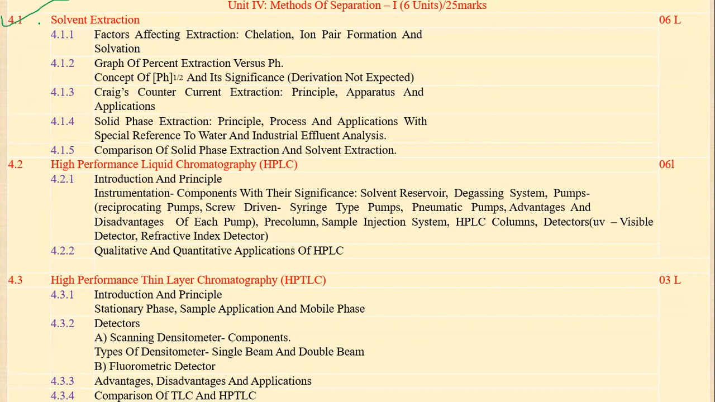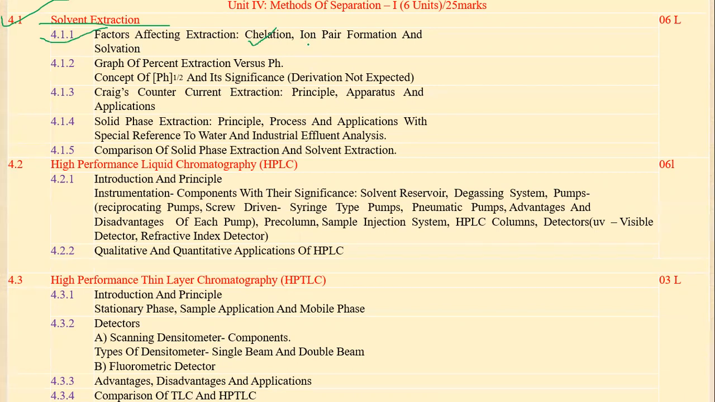First we are going to see what is solvent extraction. With the help of an organic solvent, we are trying to extract an organic substance from the aqueous layer, and aqueous means water. Aqua means water. So we are always going to try to extract an organic substance from the water into the organic solvent. Different factors affect the extraction. First is chelation. We'll see one by one in detail.